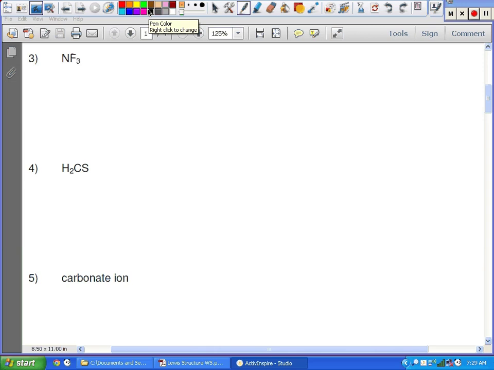All right, so let's go ahead and figure out our valence electrons. There's 1 N and there are 3 F's. Nitrogen is in group 15, so it needs 5. Fluorine is in group 17, so it needs 7. So 5 plus 21 is 26 total.